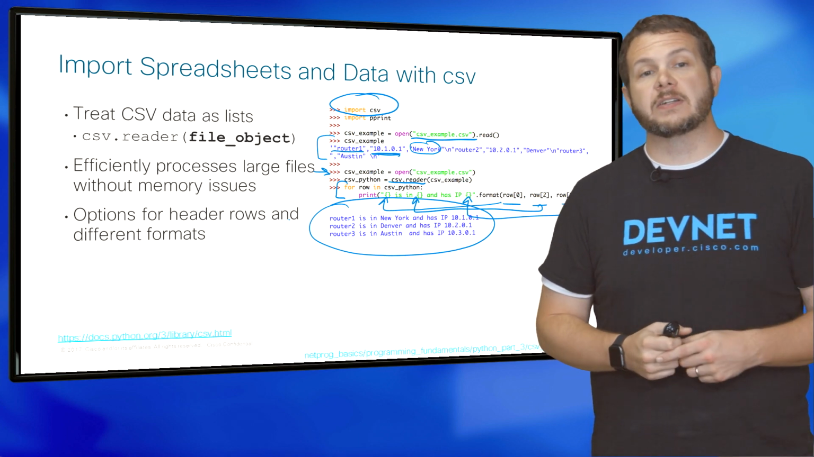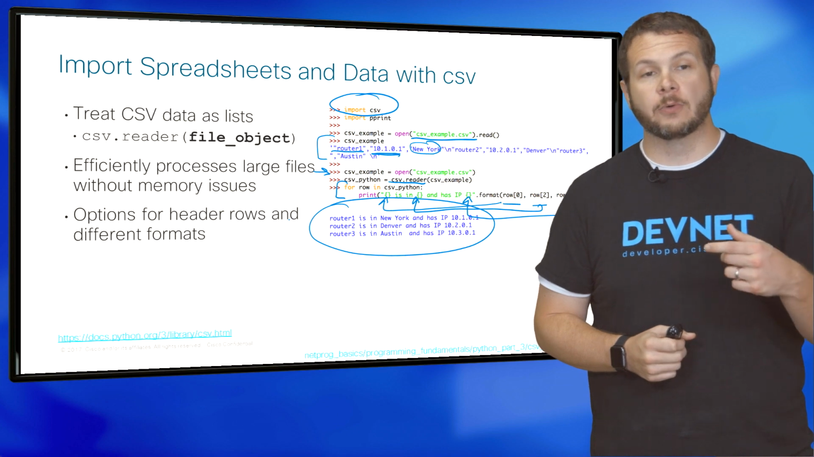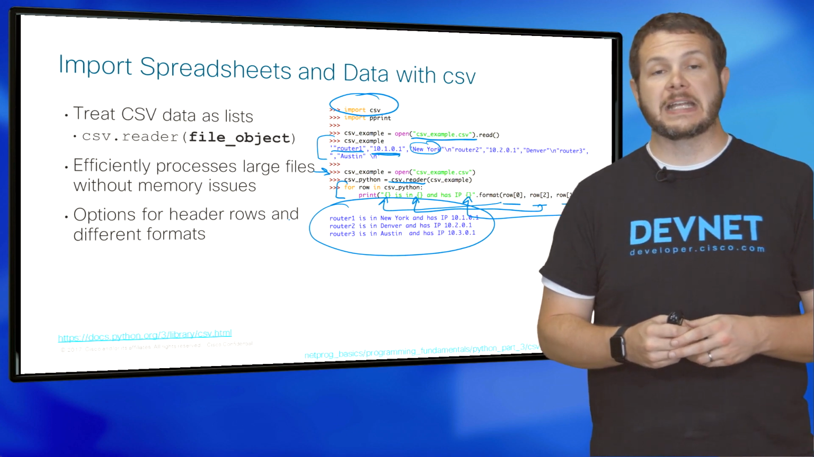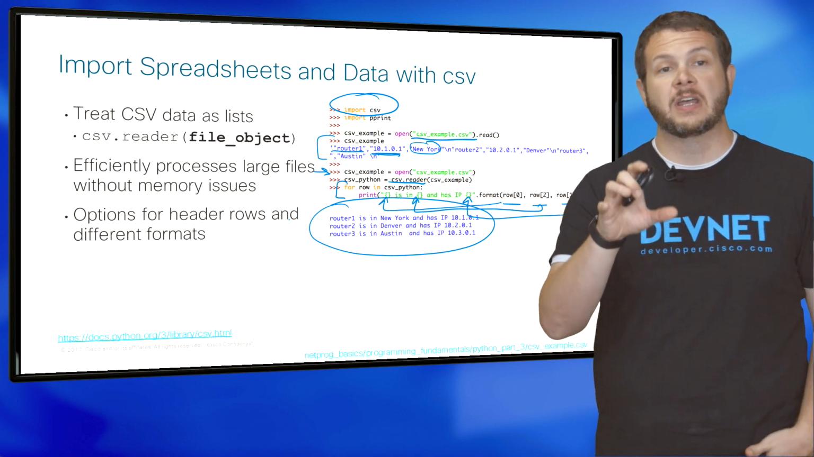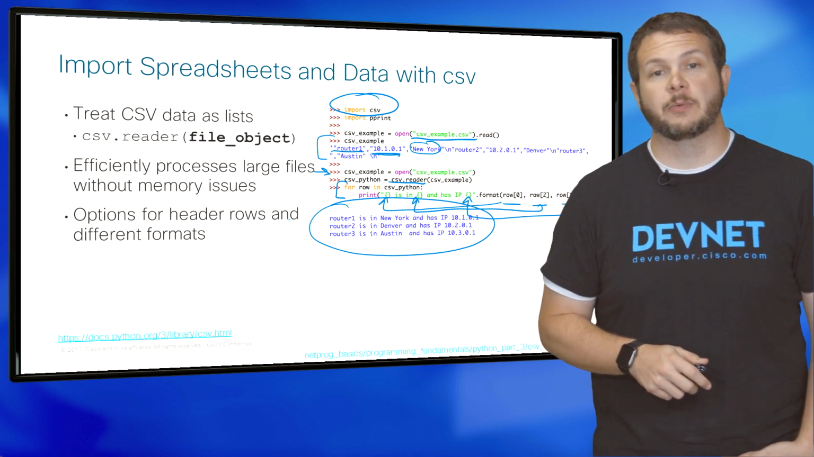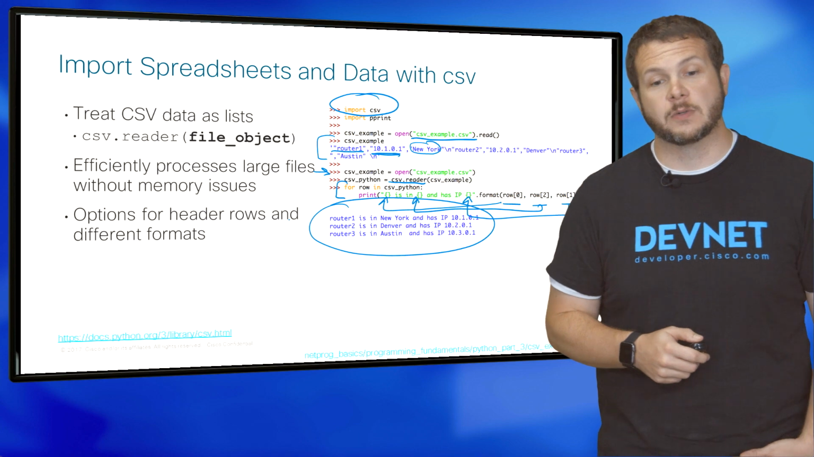Now, the CSV library does have special functions that let you support header rows and other formats, depending on whether that data came from Excel or some other format. So you can read the documentation and the help information on the CSV library to dive deeper to make sure you're formatting your CSVs appropriately.